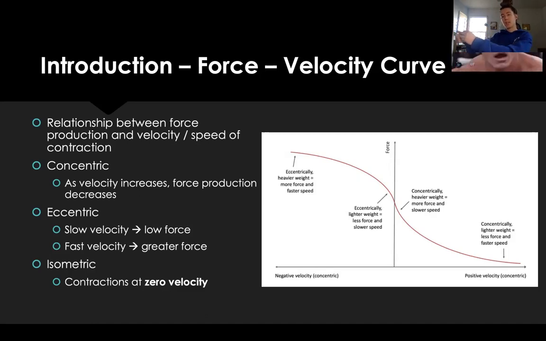It's going to bring your arm down, right? It's going to lengthen your muscle. But if you put a ridiculous amount of weight in your bicep curl, it's going to bring it down faster. So as the weight increases, the velocity also increases. So it's essentially the opposite of the concentric: slow velocity, low force; fast velocity, greater force. That makes sense. Basically, just think of it as the opposite of concentric.